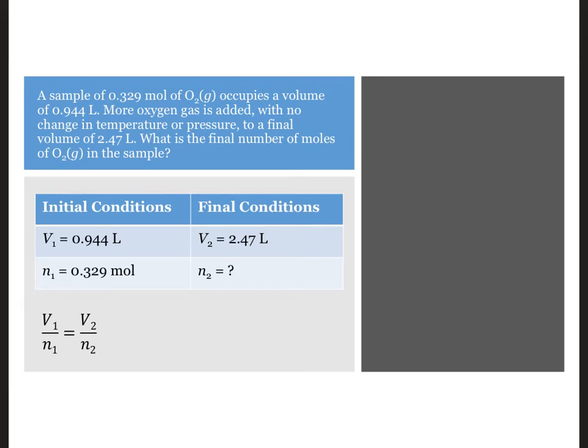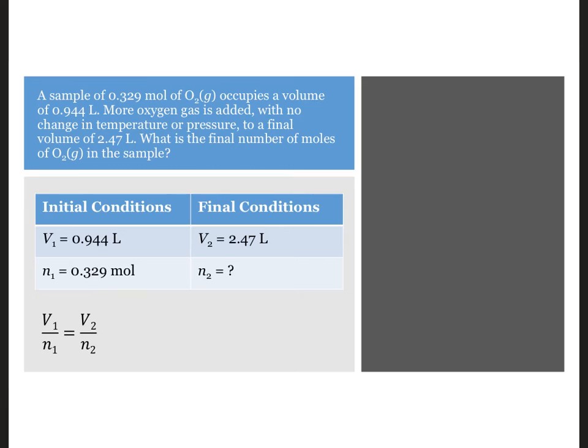Suppose 0.329 moles of oxygen gas occupy 0.944 liters. Without changing the temperature or the pressure, we add enough oxygen that the volume increases to 2.47 liters. We could ask this question in two ways. We could ask you to identify the number of moles of gas added, or we can ask the total number of moles of gas in the sample.